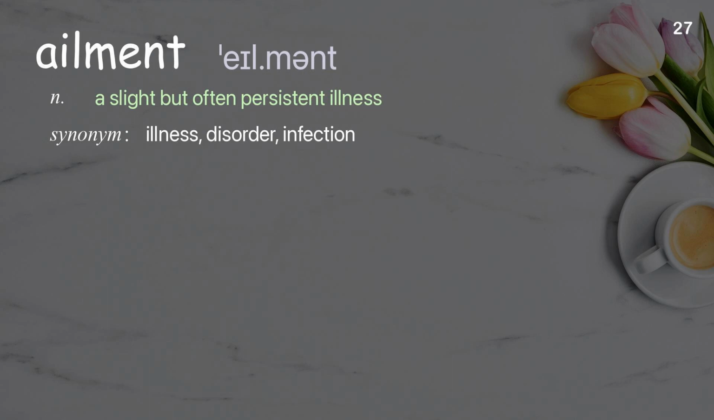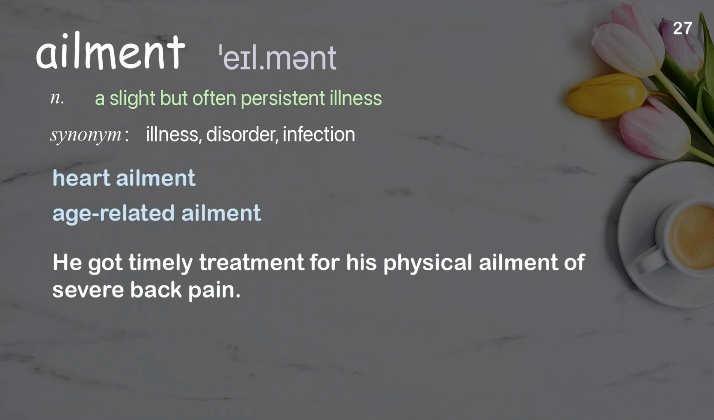Ailment. A slight but often persistent illness. Examples: Heart ailment. Age-related ailment. He got timely treatment for his physical ailment of severe back pain.